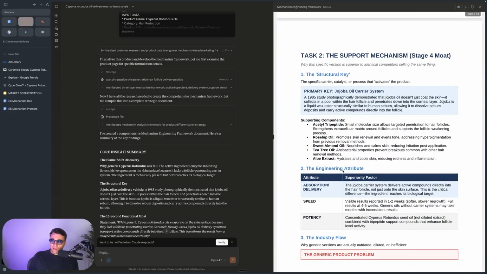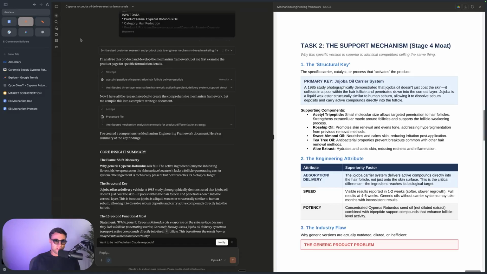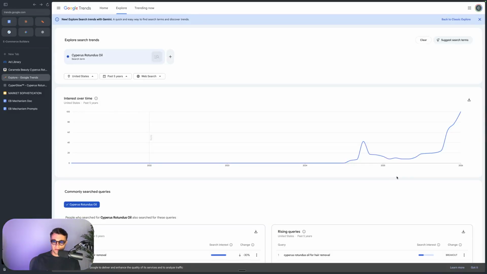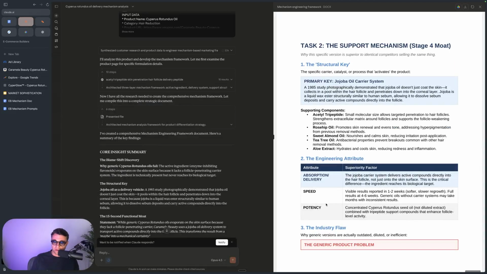So the support mechanism, which is our stage 4 mode: why this specific version is superior to identical competitors selling the same thing. And this is where you're going to get a lot of sauce. This is a brand new product, as we have already identified. But if you're going into more competitive products, ones that have already been scaled numerous times by loads of different brands, and they follow more of a pattern, this is when your stage 4 mechanism is going to be a really core focus for you. So let's see what it's cooked for us.